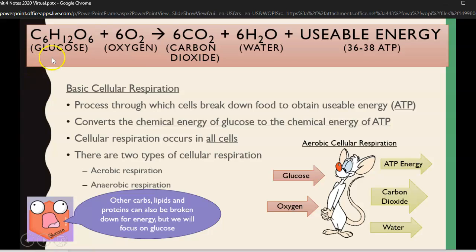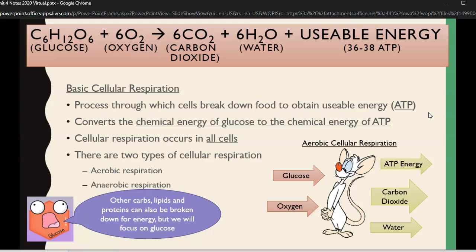As you see at the top, this is the equation for cellular respiration. You have glucose, which is C6H12O6, plus oxygen, 6 oxygens actually, 6O2. And that yields 6 carbon dioxides, 6 waters, and then you have a lot of usable energy for your cells. Okay, so we're going to be talking about how that happens.